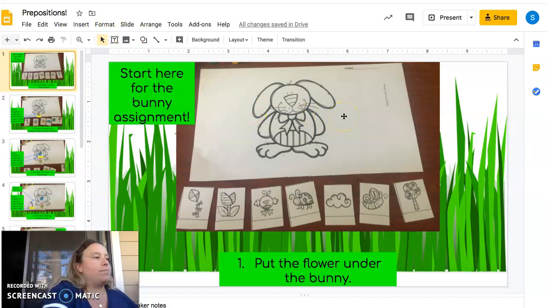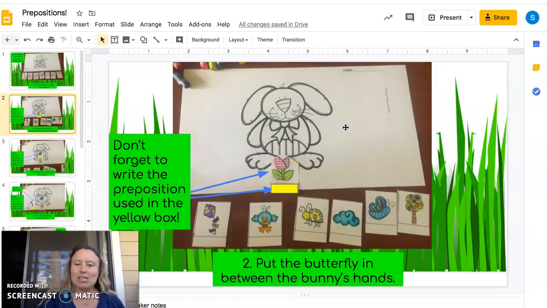First instruction. Take the cat off the table. Got her. Okay. Put the bunny under the flower. So pause me now and put the bunny under the flower. Oh, put the flower under the bunny. Oh, gracious. Okay, so here's what it looks like. Here's my flower. It's underneath the bunny.